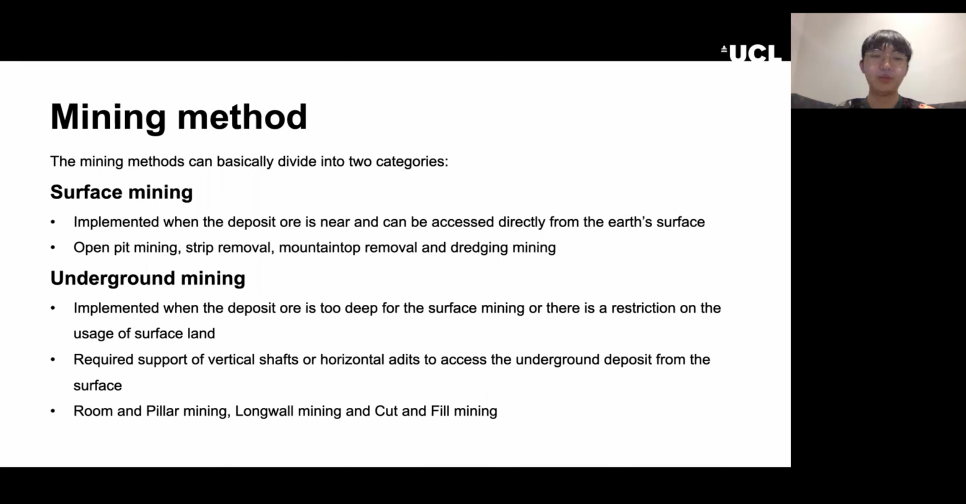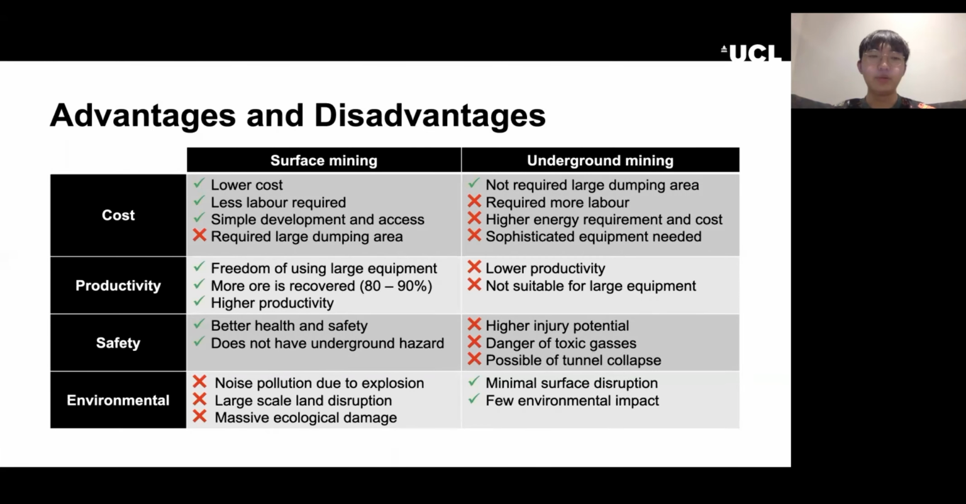Different from surface mining, underground mining is considered when the deposit ore is too deep for surface mining, or there is a restriction on the usage of the surface land. The deposit ore is accessed from the surface by the support of vertical shafts or horizontal adits. Both mining methods could be used in combination if an outcropping ore body extends deep into the earth. Surface mining could be used at the beginning of the operation, and underground mining could be used later to continue the operation. Then we will look at the advantages and disadvantages of both mining methods.